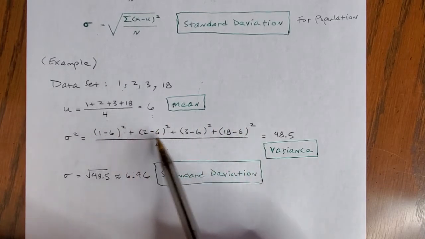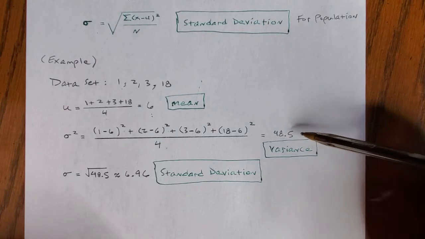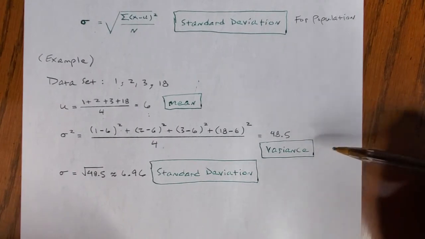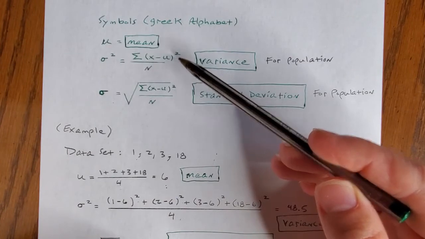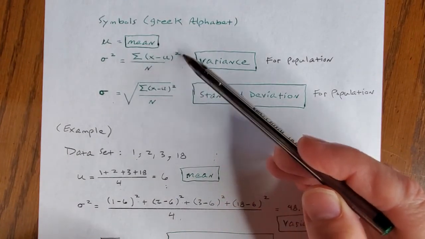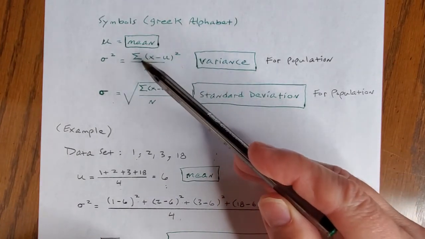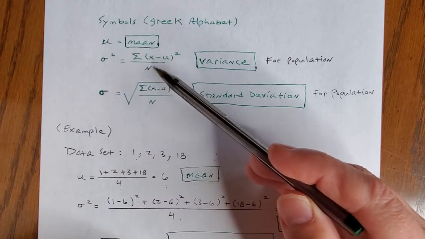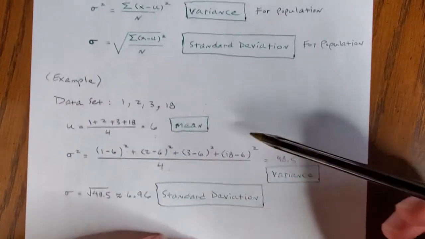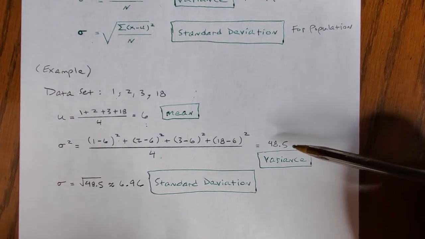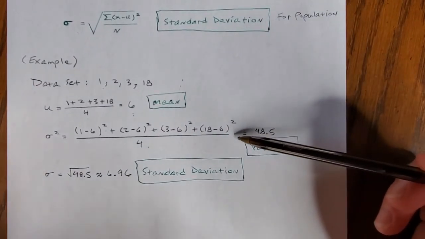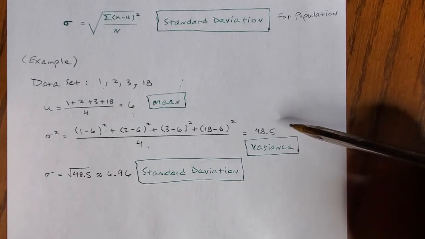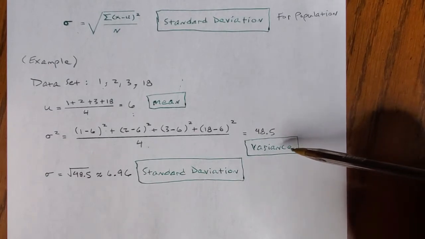Add all that together, divide by 4, and you'll get 48.5. That's the variance. That's this: data entry minus mean squared, add all together, divide by how many data entries there are. Okay, maybe that looks complicated, but maybe it's not so bad. 48.5, so that's the variance.